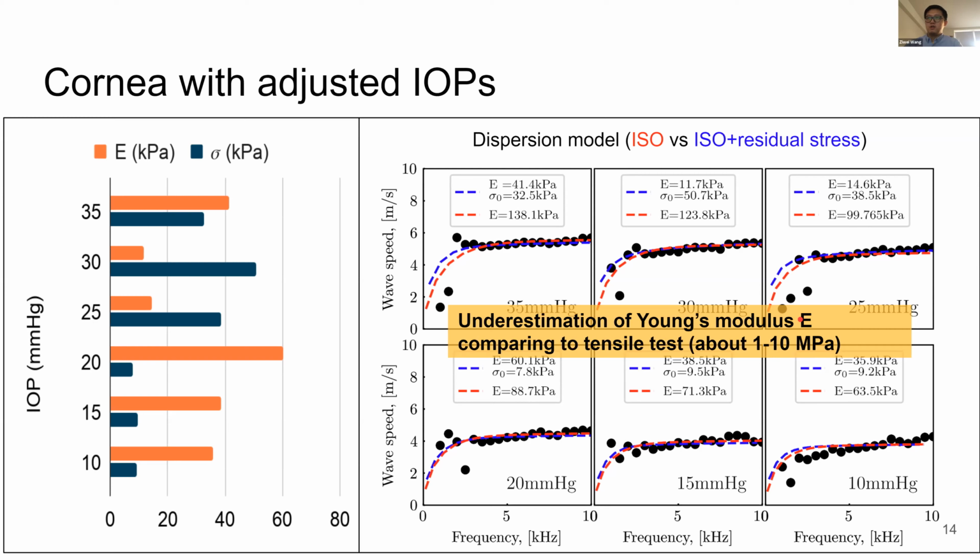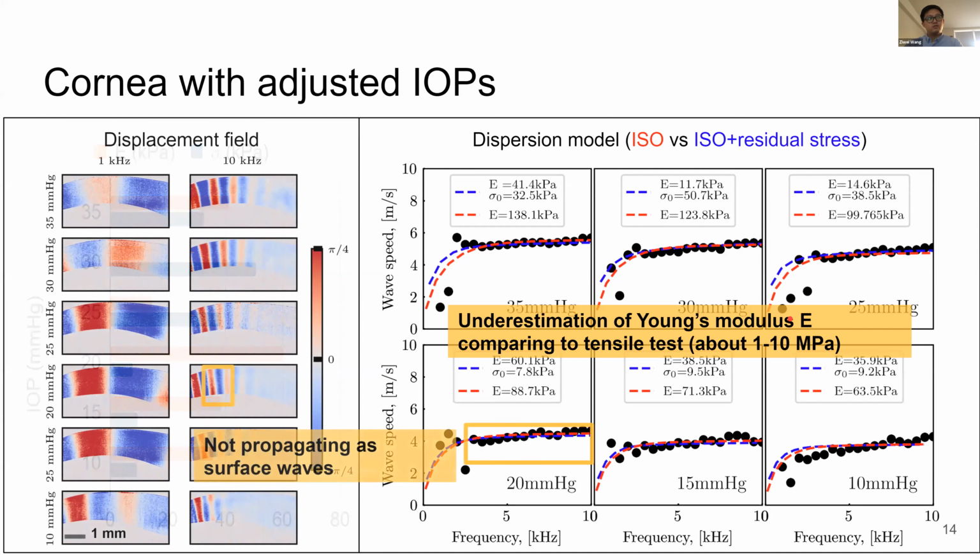Another thing to notice is that at high frequencies, the wavelength compared to the thickness of the cornea is pretty low. So we'd expect this wave to propagate as a surface wave. That means the displacement field should be confined near the top surface of the cornea. But that is contradictory to what we observe in the experiment. So we have to take a step back and look at our modeling.